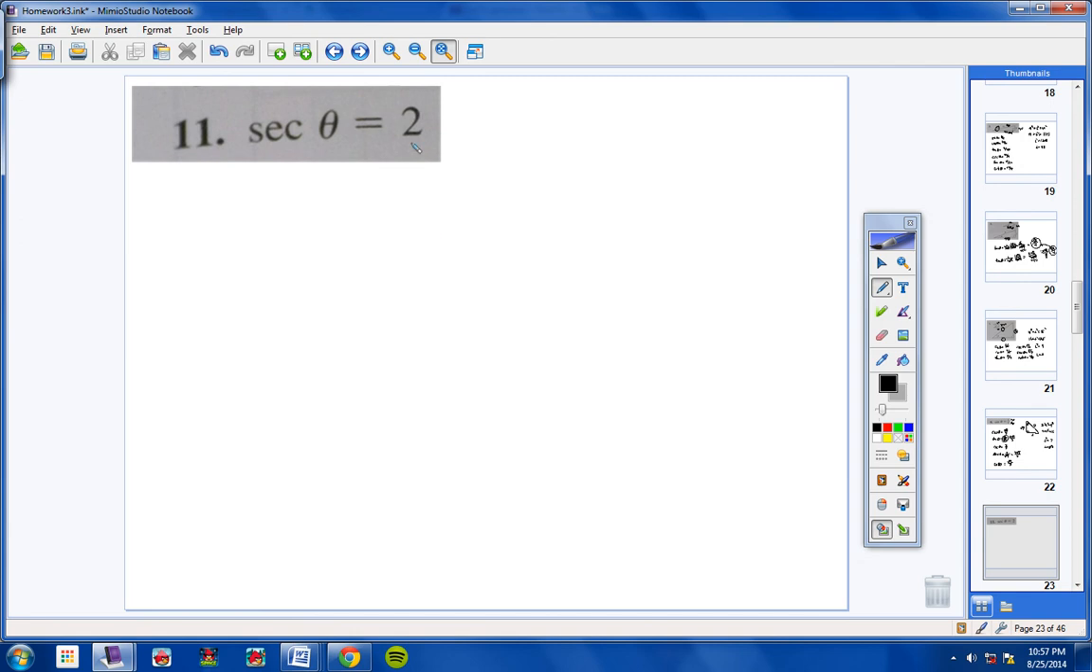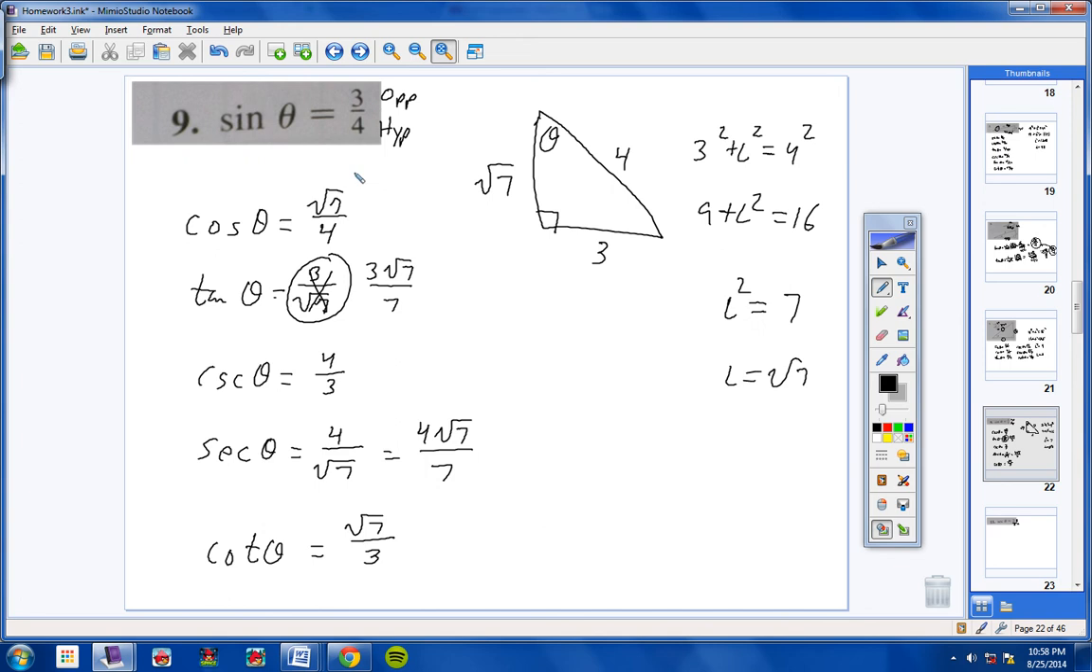Okay, secant of theta is 2, and of course 2 is really 2 over 1. Now don't forget the formula for secant. Secant is the reciprocal of cosine. Cosine is adjacent over hypotenuse, so secant here would be hypotenuse over adjacent. Okay, and let me quickly go back. I need to check my answers to make sure I'm not making a mistake anywhere, and everything so far looks good. So yes, we're good. Okay, moving on back to number 11.